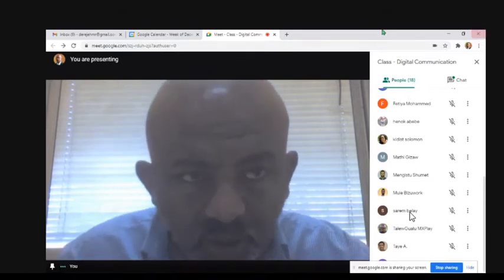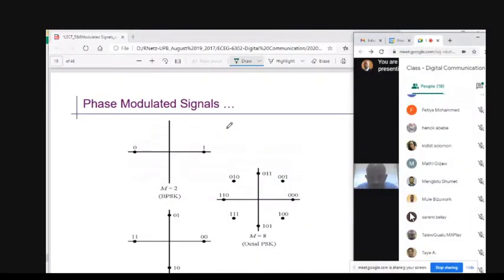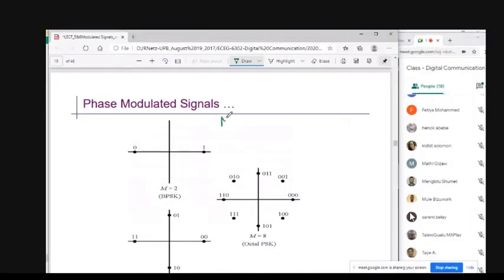Now let's take M equal to 2. For modulation order M equal to 2, what are the possible phase shifts? The possible phase shifts are either 0 degrees or 180 degrees. So you have a vector whose phase shift is 0 degrees and another vector whose phase shift is 180 degrees. In terms of energy, each of them has the same energy.